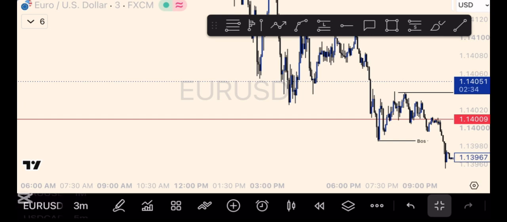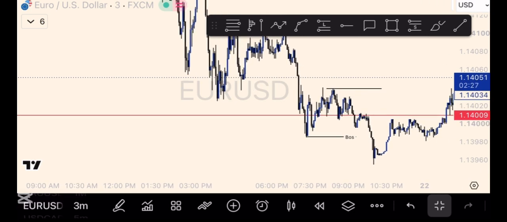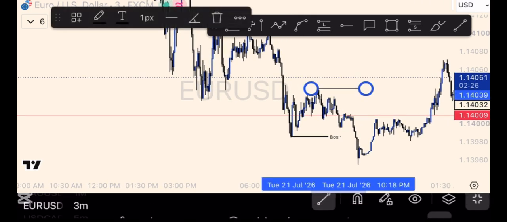So now playing price, you can see price was going up, going down, and you see we have that change of character.